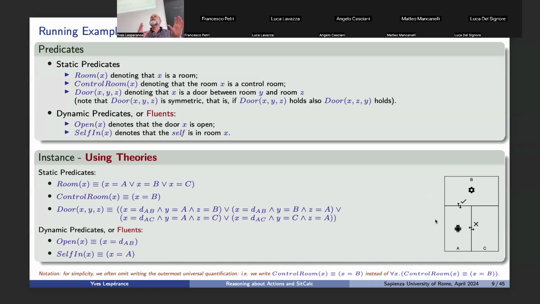Why don't we just use databases? Because databases only capture complete information, essentially. But if you want to represent disjunctive knowledge, or like here, either the door from A to C is open or it's not open, then you want to use a theory.